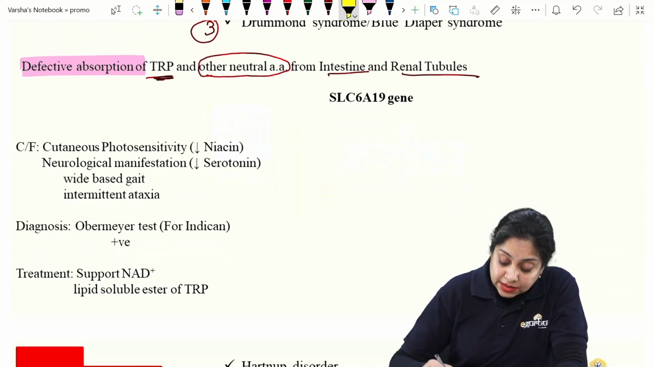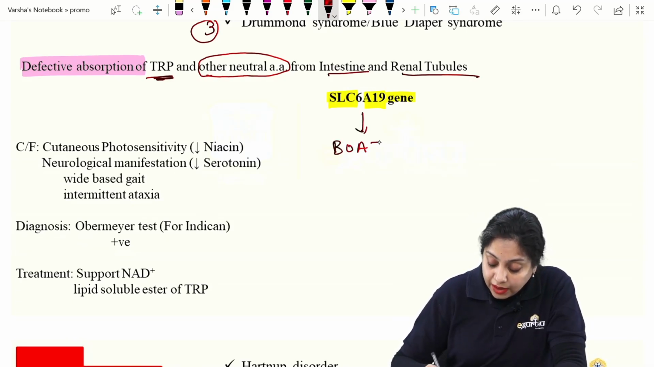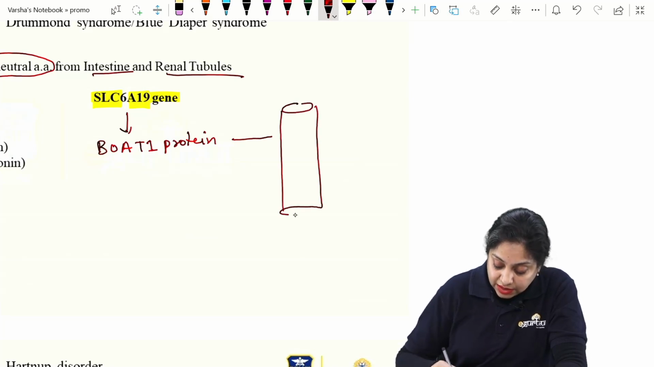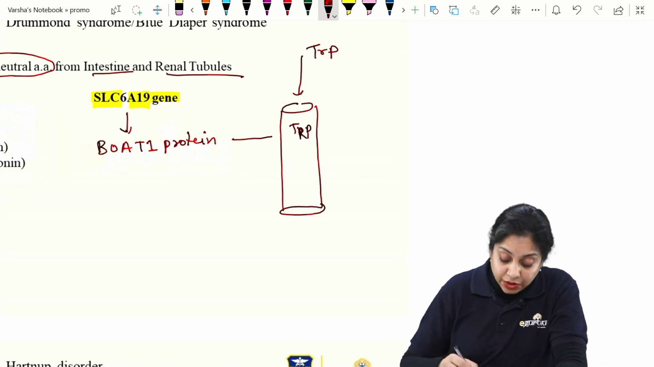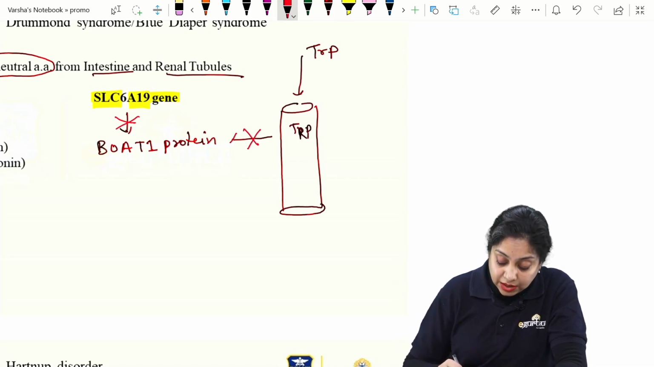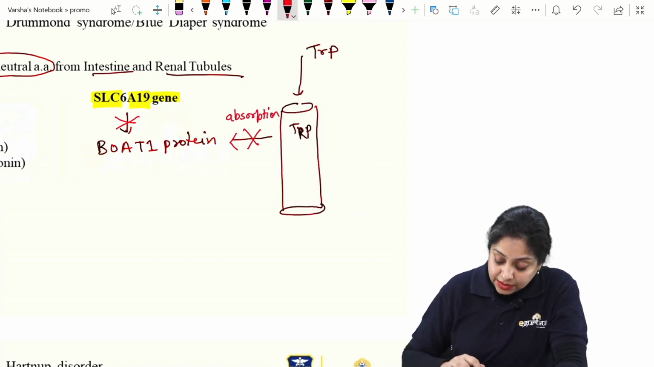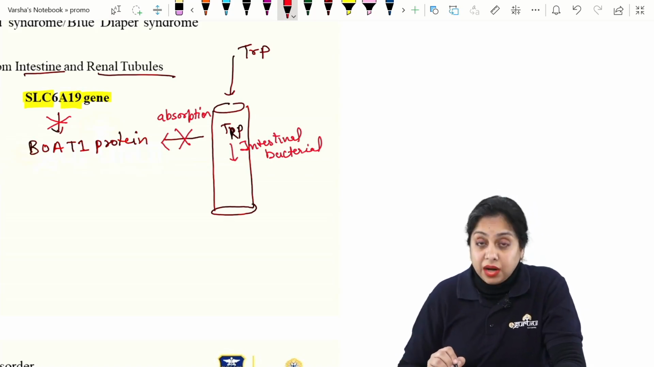Why is this happening? There is this gene SLC6A19. This gene synthesizes the B0AT1 protein. And this protein is important, right? Why? For the intestinal absorption of tryptophan. So let's say this is the intestine and you are getting tryptophan from the food. Because this gene is defective, this protein is not there, so this absorption will not happen. Rather, what will happen is tryptophan will be degraded by the intestinal bacteria into tryptophan metabolites. We call them indole metabolites.